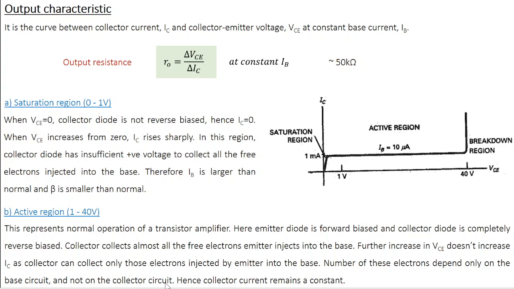Suppose the emitter of the transistor is able to inject 100 electrons into the base. So initially VCE is 0, reverse bias is 0. So what happens? The entire 100 electrons will go into the base current. So the collector current is 0. Now you slowly increase VCE. Now it is in a position where it can collect 1 electron. So out of 100 electrons from the emitter, 1 electron will go into the collector circuit, remaining 99 will go into the base. So collector current is now 1.